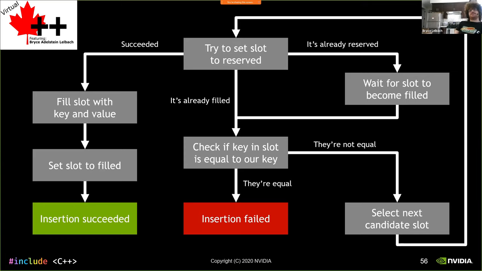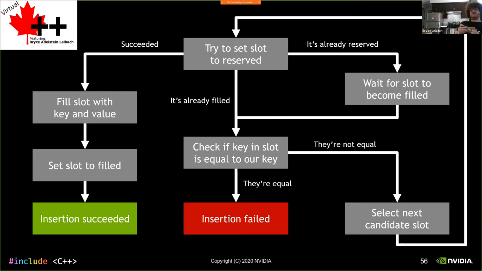We start at the top here. The first thing we do is pick some slot that we're going to start with as our first candidate. Then we try to set that slot to reserved. If we succeed, it's pretty straightforward: we fill the slot with the key and value, then we set the slot to be filled, and then we return that insertion succeeded. Now, if the slot was already reserved, then all we need to do is wait for the slot to become filled. Because if the slot's reserved, it means that some other thread is currently filling that slot, and eventually they'll finish up, and then we can proceed onwards. So if we tried to set it to reserved and the slot is already filled, or it was reserved and we waited until it became filled, then we were not the ones to insert a key into this slot. Somebody else did.